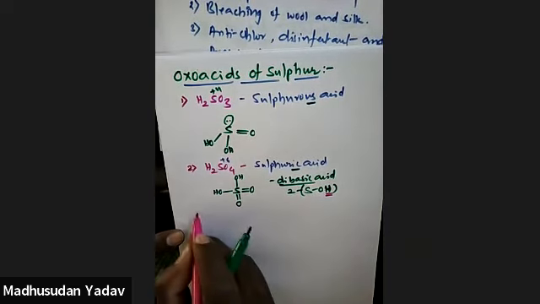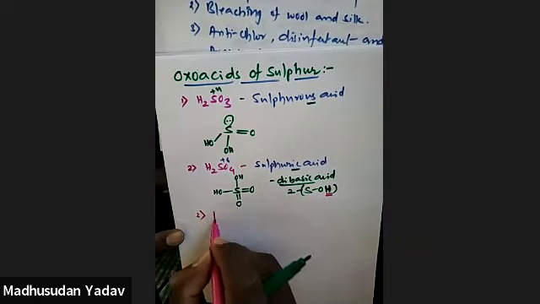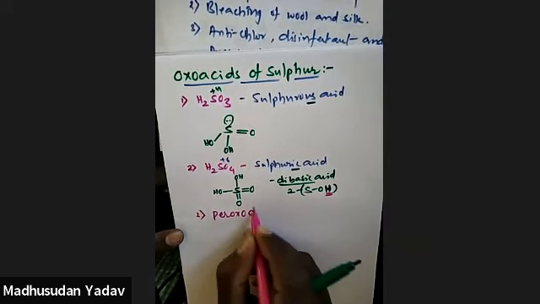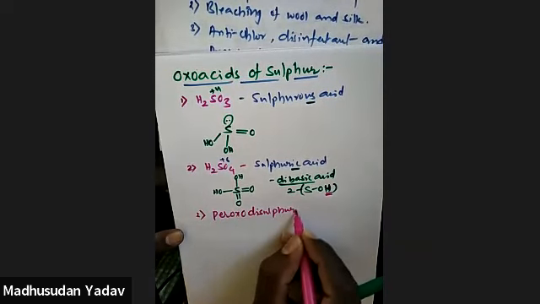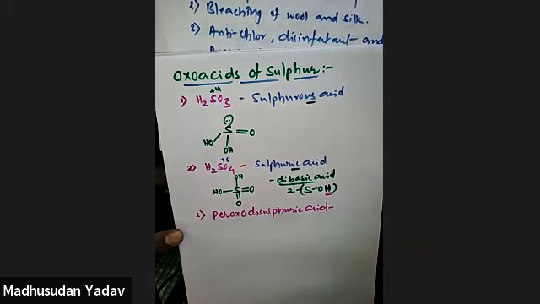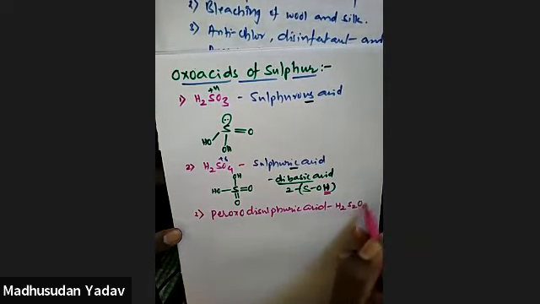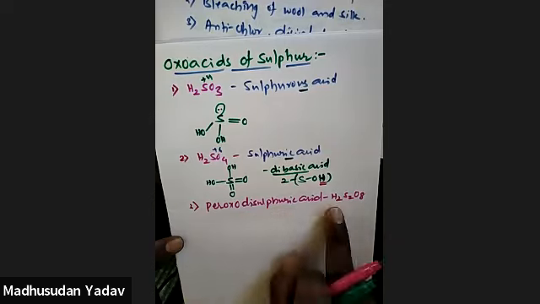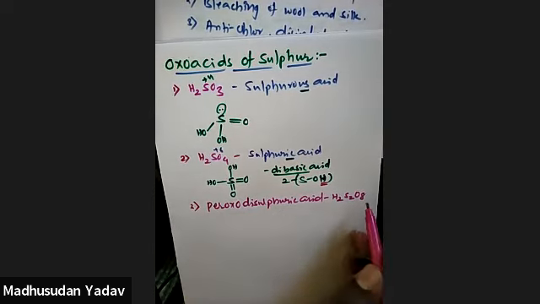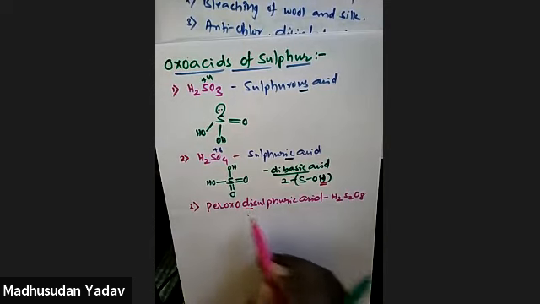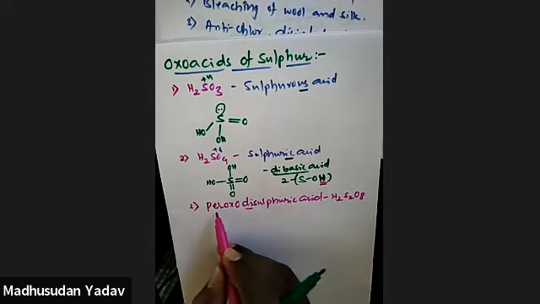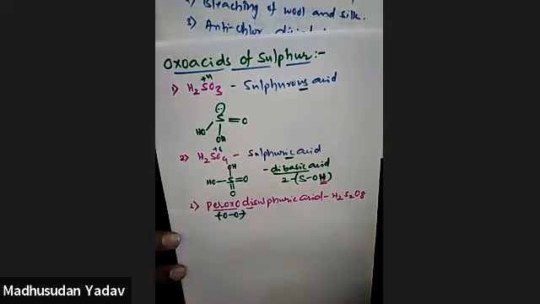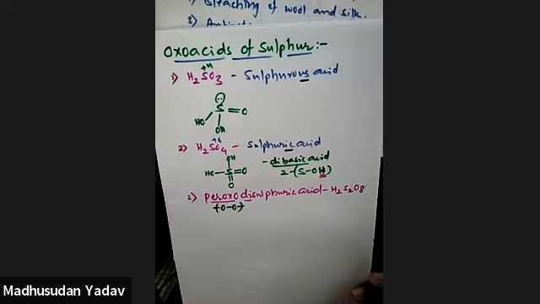So next, third one, peroxodisulfuric acid. The formula of this is H2S2O8. It is formed when two sulfuric acids are combined in this formula H2S2O8. That's what it is, disulfuric acid. And it will have a peroxo link. What is meant by a peroxo link? An oxygen-oxygen link, if it is present in any compound, is called a peroxo bond, isn't it?